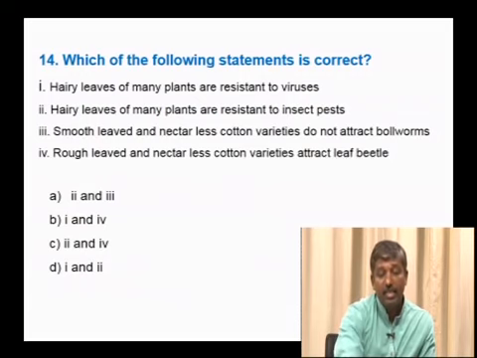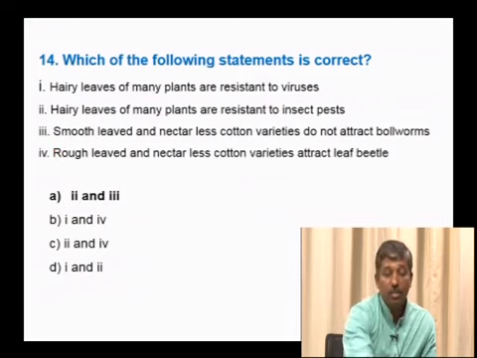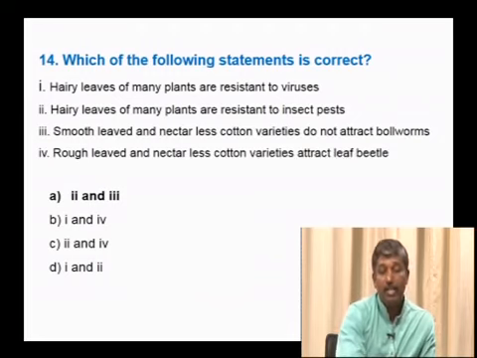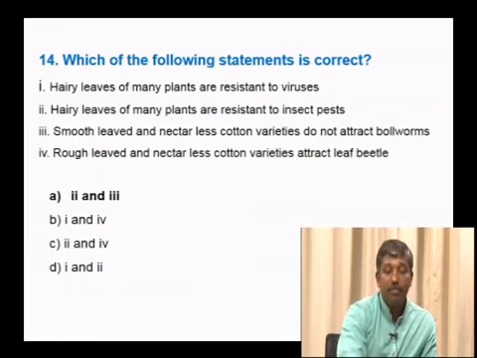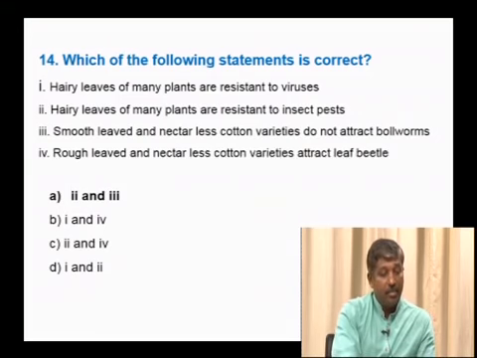So, rough-leaved and nectarless cotton varieties attract leaf beetle. So, it will not attract, hence the option is A, 2 and 3. So, hairy leaves of many plants are resistant to insect pests, as well as smooth-leaved and nectarless cotton varieties do not attract cotton bollworm. So, the presence of hairy leaves will interfere with the chewing and biting or the consumption of these leaves, hence the insect will not prefer them, hence the correct option is A, that is 2 and 3.